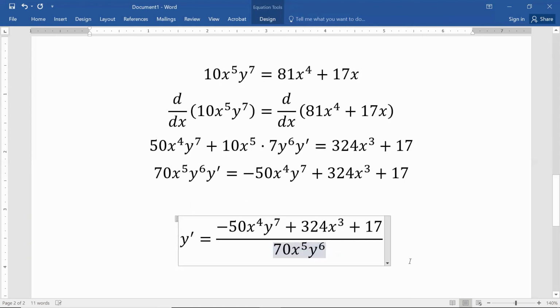Now that's a fairly long process, but again, it's a much shorter process than the alternative, dealing with seventh roots of y's, things like that. So it's not impossible to solve this one for y. This one is a function if you solve it for y, but it's much, much easier doing implicit differentiation in this case.